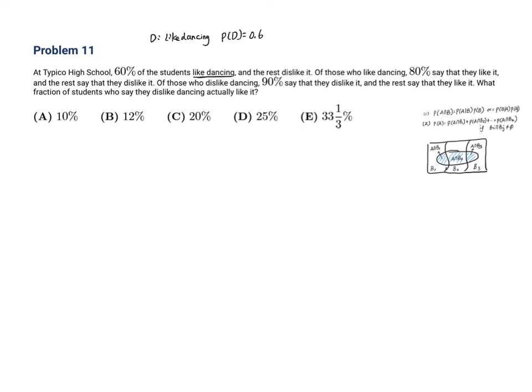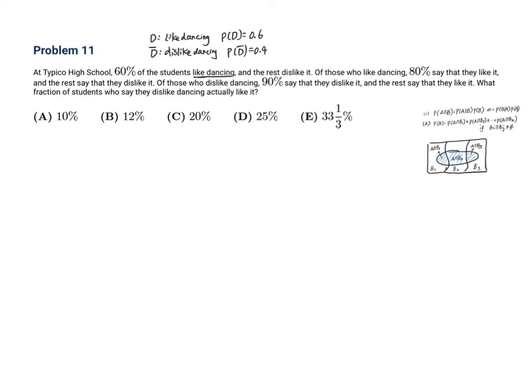And the rest dislike it. D bar means dislike it, dislike dancing, which means the probability of D bar is 0.4.